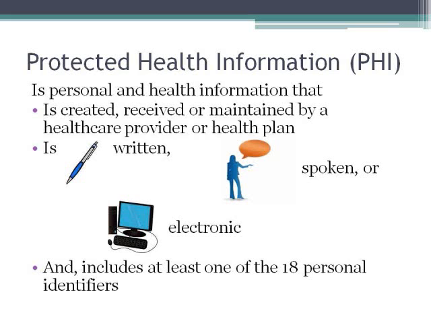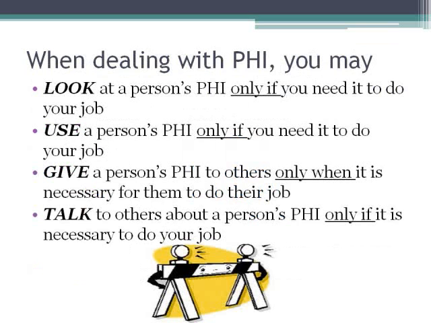PHI is personal and health information that is created, received, or maintained by a healthcare provider or health plan. It is written, spoken, or electronic and includes at least one of the 18 personal identifiers. When dealing with PHI, you may look at a person's PHI only if you need it to do your job. Use a person's PHI only if you need it to do your job. Give a person's PHI to others only when it is necessary for them to do their job. And talk to others about a person's PHI only if it is necessary to do your job.